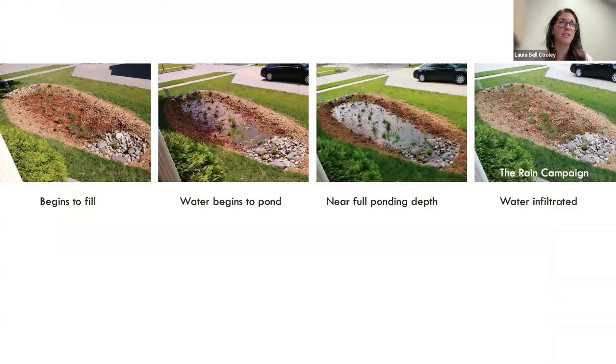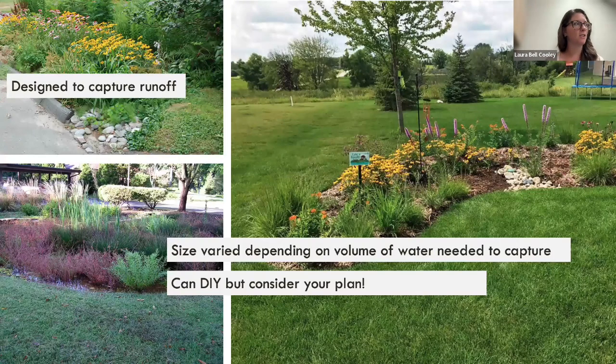These plants are not fully established, so once they're fully established, you wouldn't really even get to see how much water is in there. But it begins to fill, the water ponds. It reaches the ideal depth that you've designed, and then that water infiltrates within the next day or two. So rain gardens are really designed to capture that stormwater runoff.